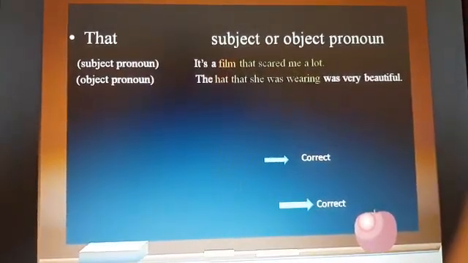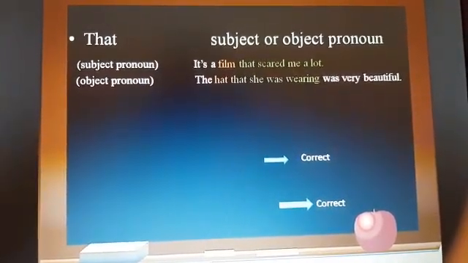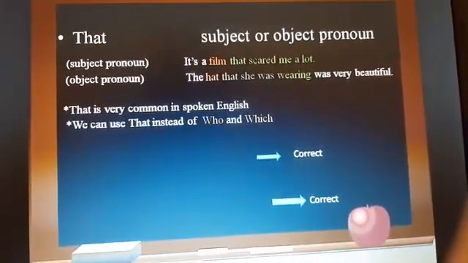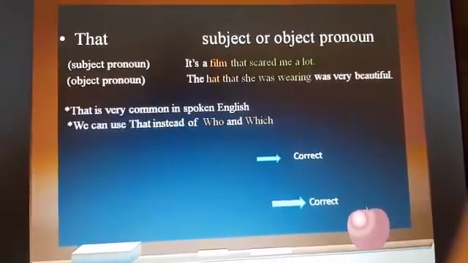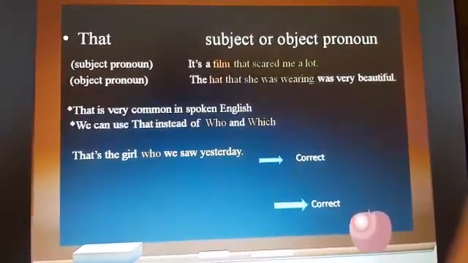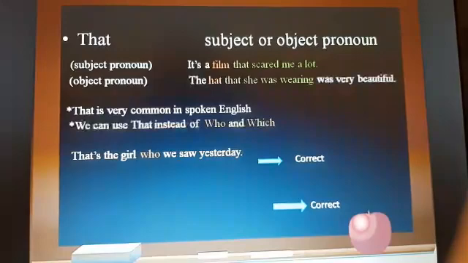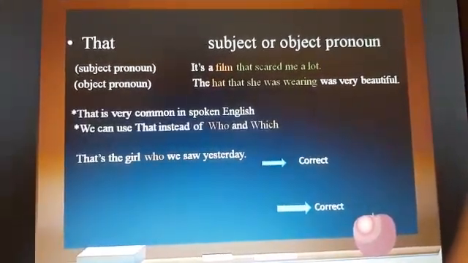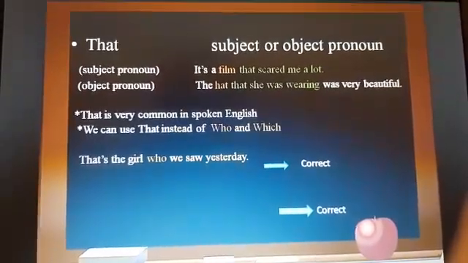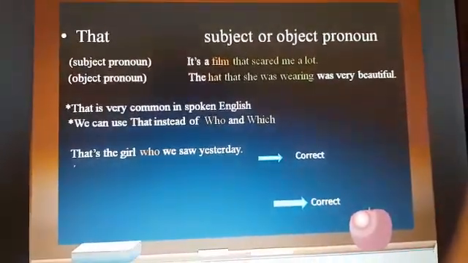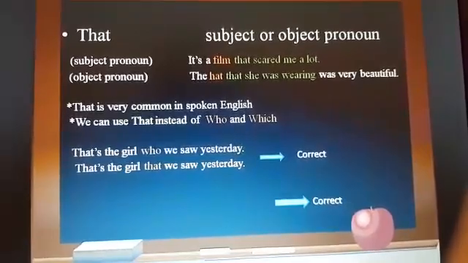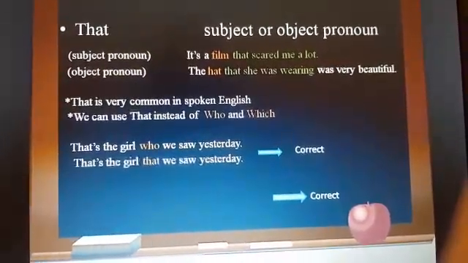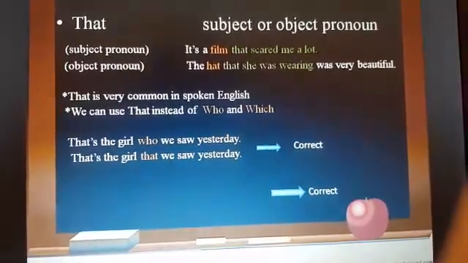That is very common in spoken English, and you will hear it a lot because we can use that instead of who and which. For example, that's the girl who we saw yesterday. So who we saw yesterday is the defining relative clause and who is the relative pronoun. Instead of who, we can say that's the girl that we saw yesterday. So both of the sentences are correct.